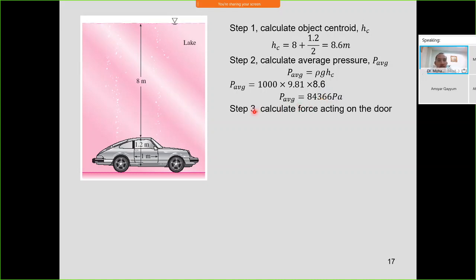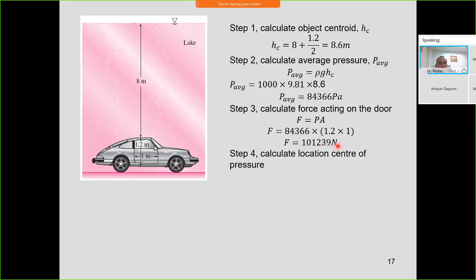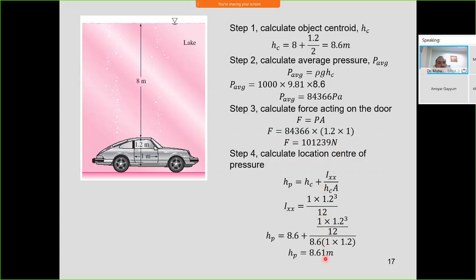And then the third step, calculate the force acting on the door. F equal to PA. So F equals 84,366, and the area is 1.2 times 1. So you got the force is 101,239 Newton. And then lastly, calculate the location of the center of pressure. And then you got the force acting at 8.61 meter from the surface.